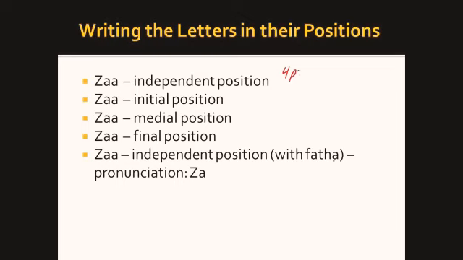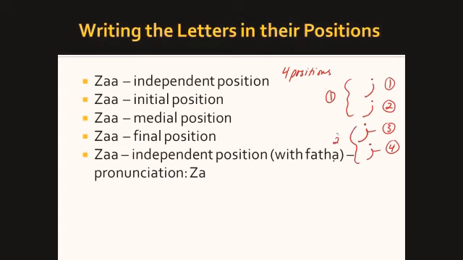So there are 4 positions for the Arabic letters. And the za in the independent position looks just like the ra but with a dot on top. Okay? In the initial position, it looks just the same. Like that. In the medial position, it connects and then looks just like the ra but with a dot. And fourth, the za looks like the ra again but with a dot. And as we mentioned before with the ra, there are two forms for the four positions for the letter za.